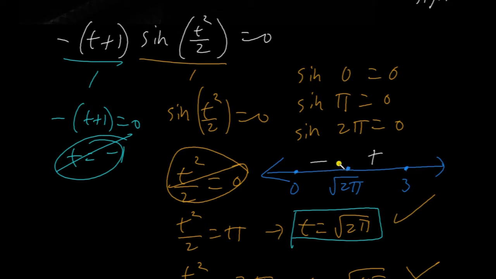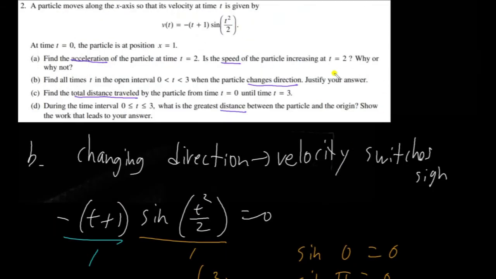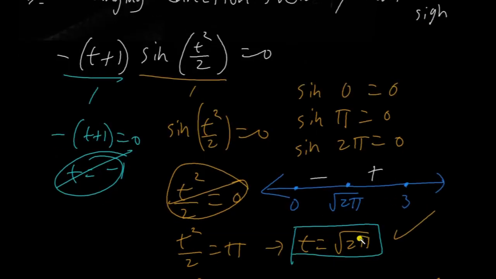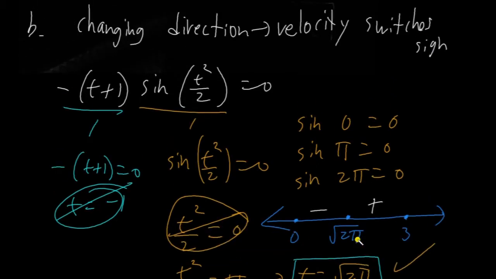For our explanation, we'd say that since the velocity switches sign at t equals square root of 2 pi, therefore the particle changes direction there as well. So we would get 1 point for identifying that t equals square root of 2 pi is the only candidate option. And then we'd get another point for saying that that's the only time where it switches direction, because that is the only time where the velocity switches sign.